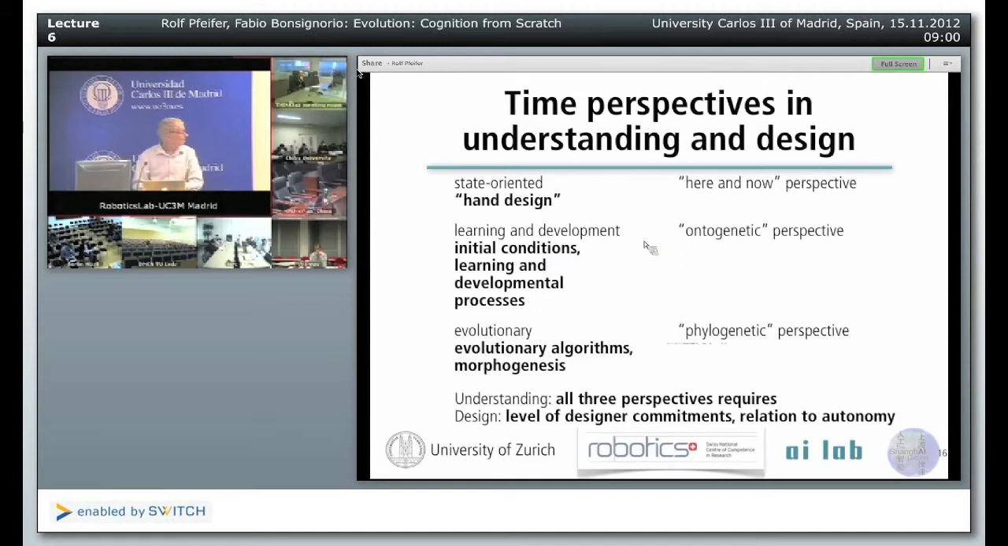The next one is called the ontogenetic one, ontogenetic and learning. So basically what we design here is the learning and developmental mechanisms and the initial conditions. And then we let the system interact with the environment and develop on its own. And the third one is the evolutionary or the phylogenetic perspective over many generations. Here we would design the evolutionary algorithms and then have a population of individuals and let them evolve what we want. And I'm going to give you examples on how that works.